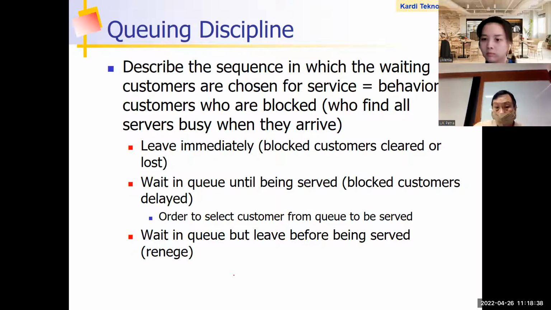The customer, even though it's a long queue in terms of queue length, will still queue. In that case, the blocked customer is delayed, waiting until being served. There is another possibility: they wait in the queue and then leave before being served. This is called renege. They feel that the queuing is too long, so they leave immediately.